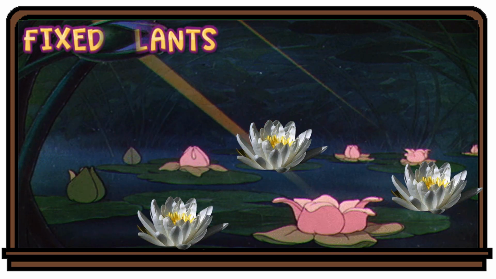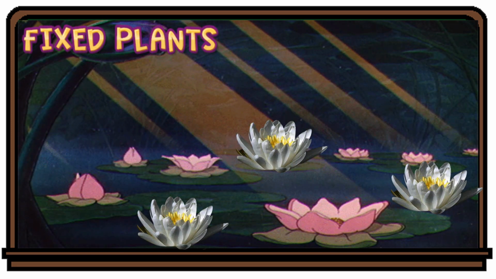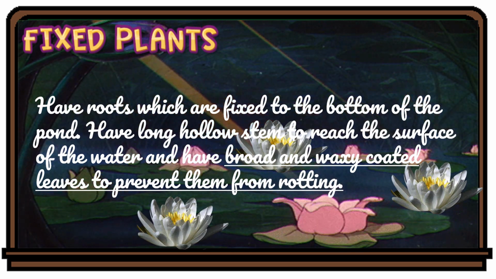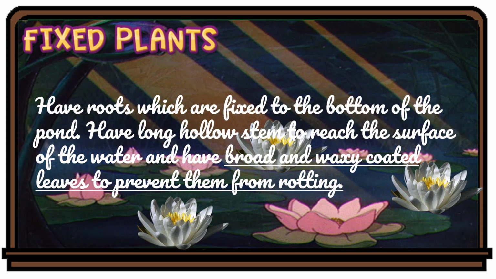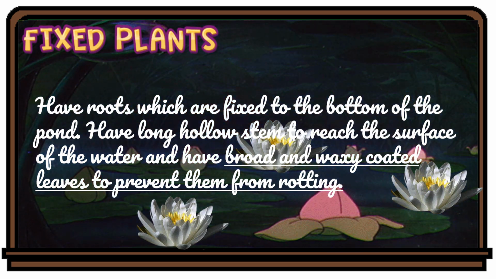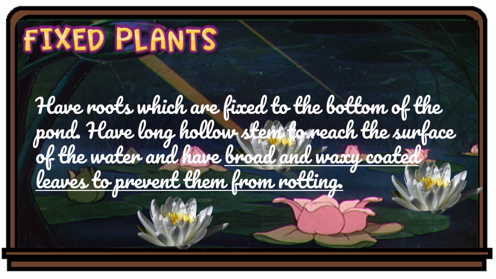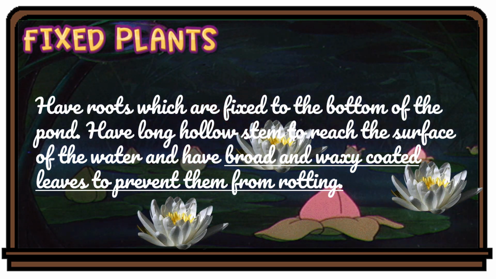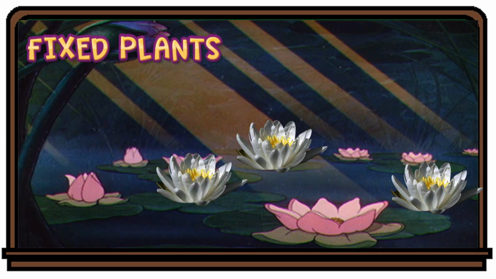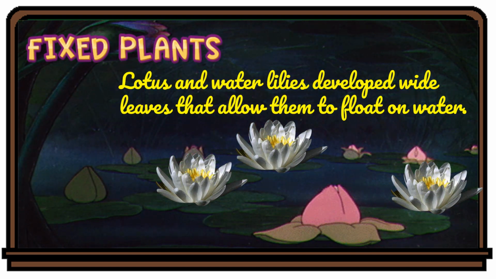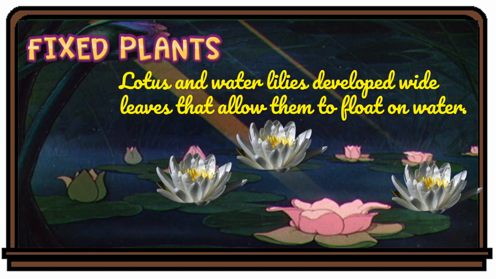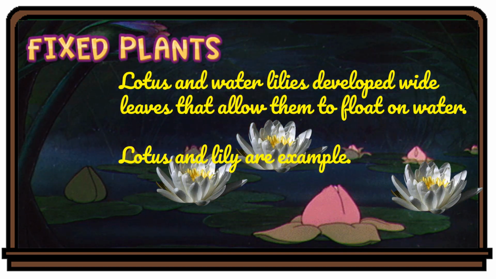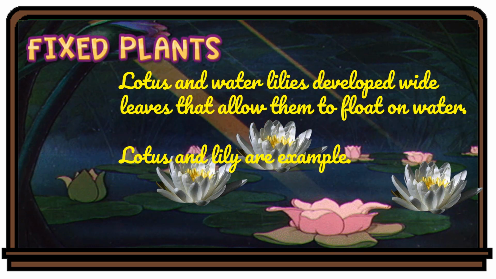Another is fixed plants. Fixed plants have roots which are fixed to the bottom of the plant, have long hollow stems to reach the surface of the water, and have broad and waxy coated leaves to prevent them from rotting. Lotus and water lilies develop wide leaves that allow them to float on water. Lotus and lily are examples.